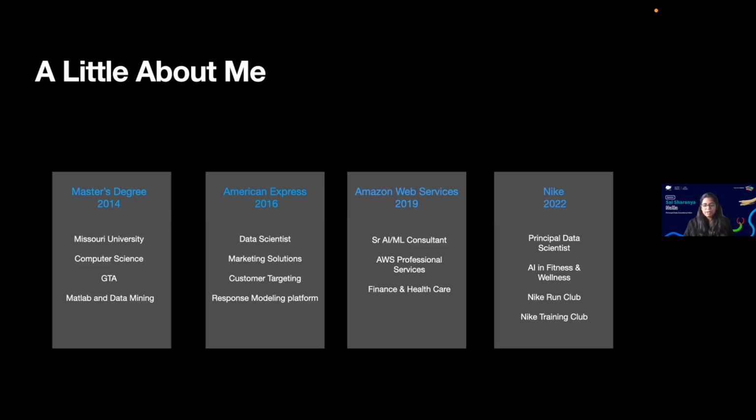My role here is supporting the AI capabilities for these two apps. It's a pretty exciting role where my goal is to build models that might motivate people to be more active, make them work out, and make workouts a habit. It's a pretty exciting role and I'm really looking forward to working there.